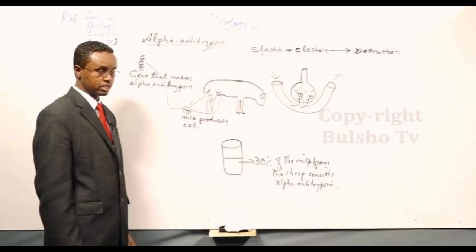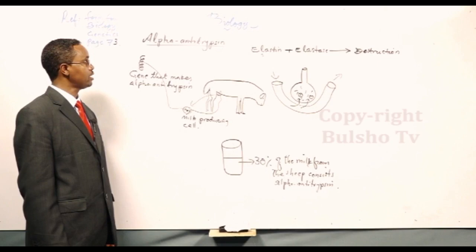This is the application of alpha antitrypsin used to treat people having hereditary emphysema.